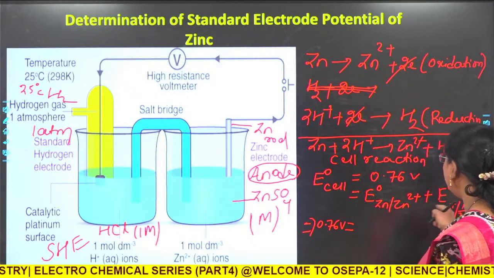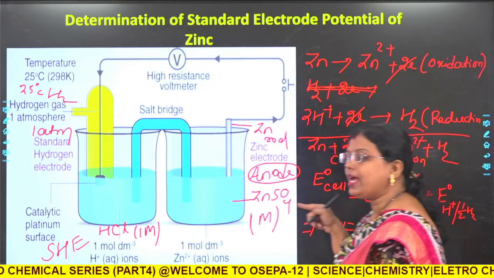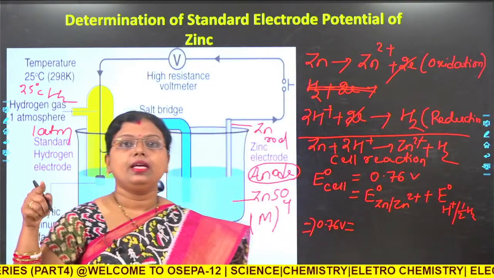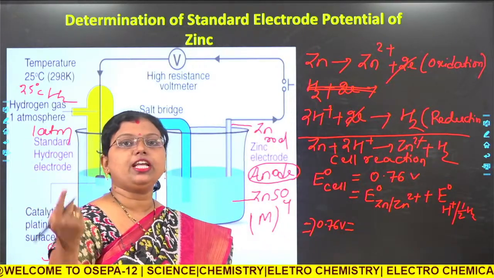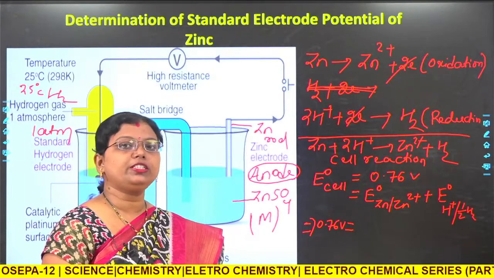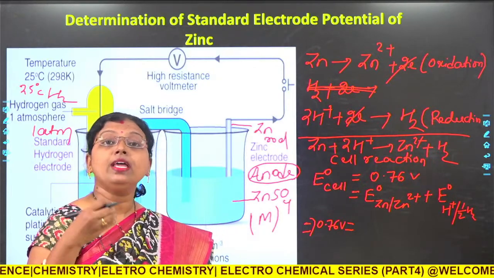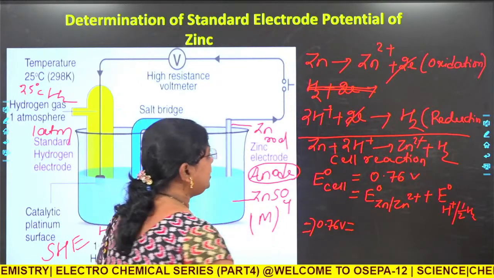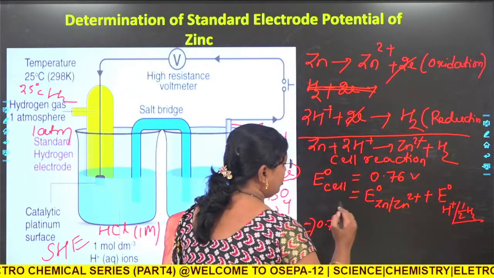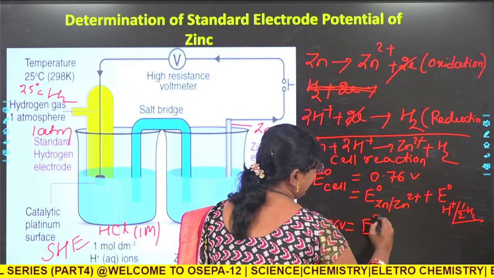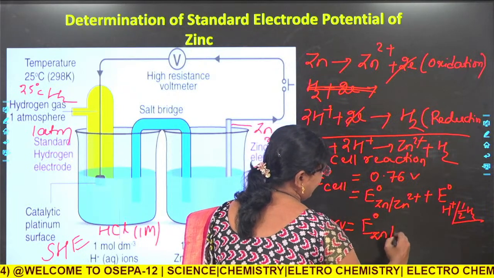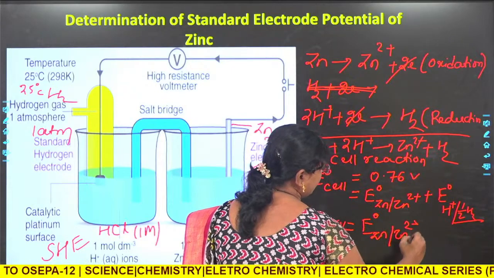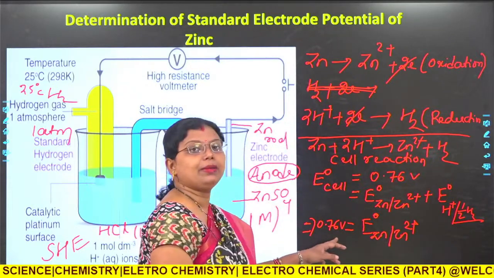0.76 volt. And the reduction potential, you know, last class we discussed the standard oxidation potential as well as the standard reduction potential of the standard hydrogen electrode, which is arbitrarily fixed at 0. That means this value becomes 0. So what will you obtain? E° Zn2+ is equal to 0.76 volt.